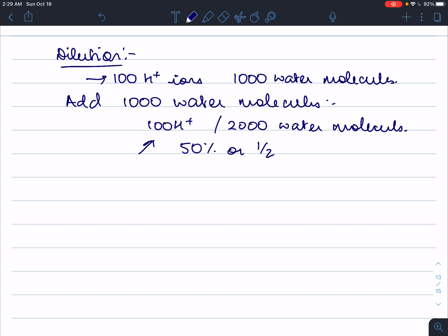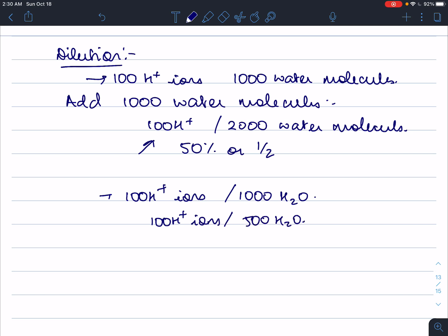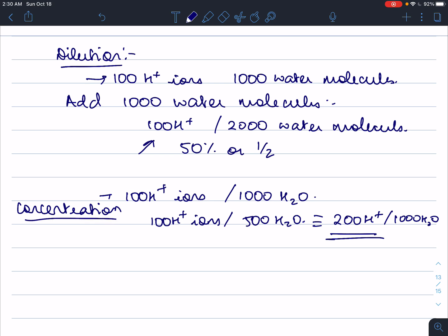The same way, if you start evaporating the water, if I have 100 H plus ions per 1000 water molecules and I remove 500 of them, then I will have 100 H plus ions per 500 H2O molecules, which is as good as saying I have 200 H plus ions per 1000 water molecules. Right, so now the concentration is doubling. This is solvent removal. Or you can also think of it as addition of 100 H plus ions per 1000 water molecules. So this process is called concentration. All right. Now the removal of a solvent or the addition of a solute is concentration. And the addition of a solvent or the removal of a solute is called dilution. These are things you need to remember.